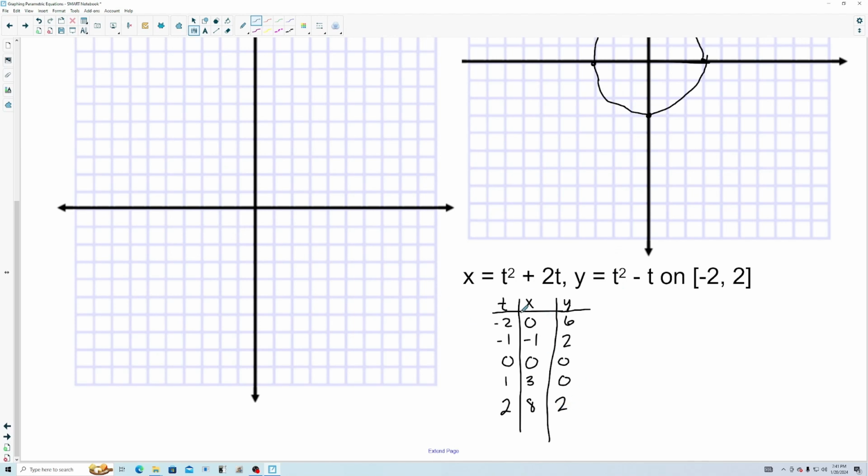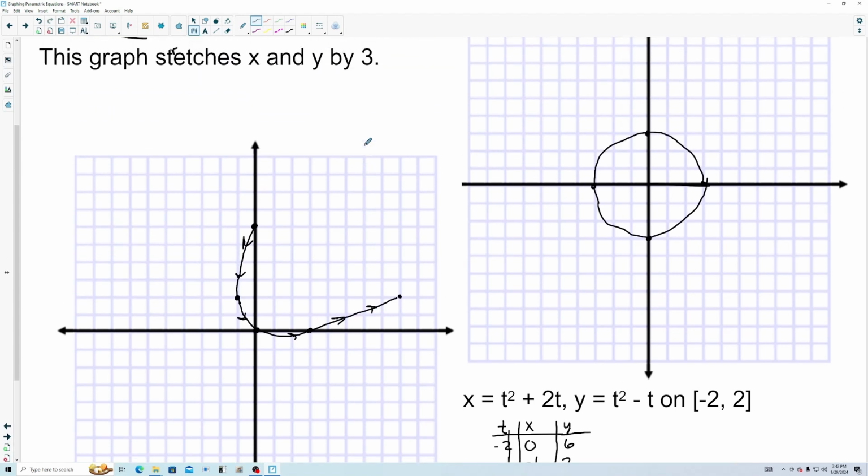So we have to plot. Let's get rid of these so we don't look at these to graph them. 0, 6, that's up here. Then -1, 2. 0, 0. 1, 2, 3, 0. And 8, 2. So it does something like this, and like that. So we have a beginning and an end. And this is the direction that it graphs, like that.